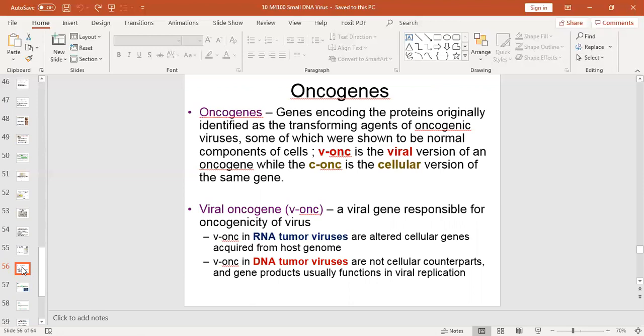So let's talk about viral oncogenes, or V-oncs. It's a viral gene that is responsible for the oncogenicity of the virus, or the ability of the virus to cause cancer. V-oncs in RNA tumor viruses are altered cellular genes that are acquired from the host cell genome, whereas in DNA tumor viruses they are not cellular counterparts. And these are gene products, usually functioning in viral replication.